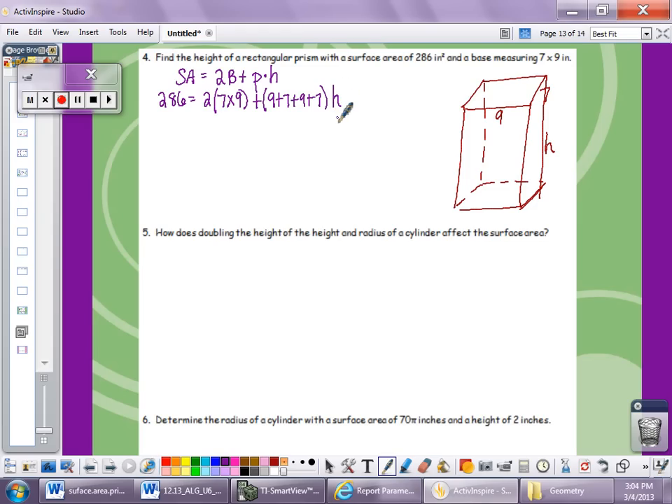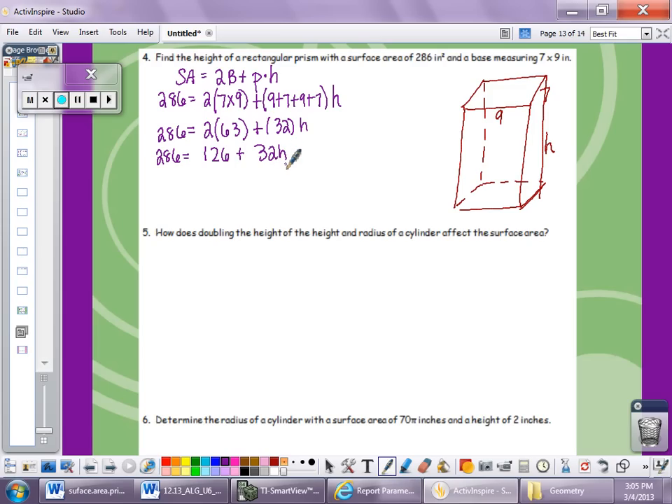I know that the perimeter of the base is 9 plus 7 plus 9 plus 7, and I don't know the height. So I just solve things I know I can solve from here. Can't really do anything with the 286, so I just bring it down. I know that 7 times 9 is 63, and I know that 9 plus 7 plus 9 plus 7 is 32, and I still don't know the height. So I see if there's anything else I can simplify again. 286, I just bring it down.